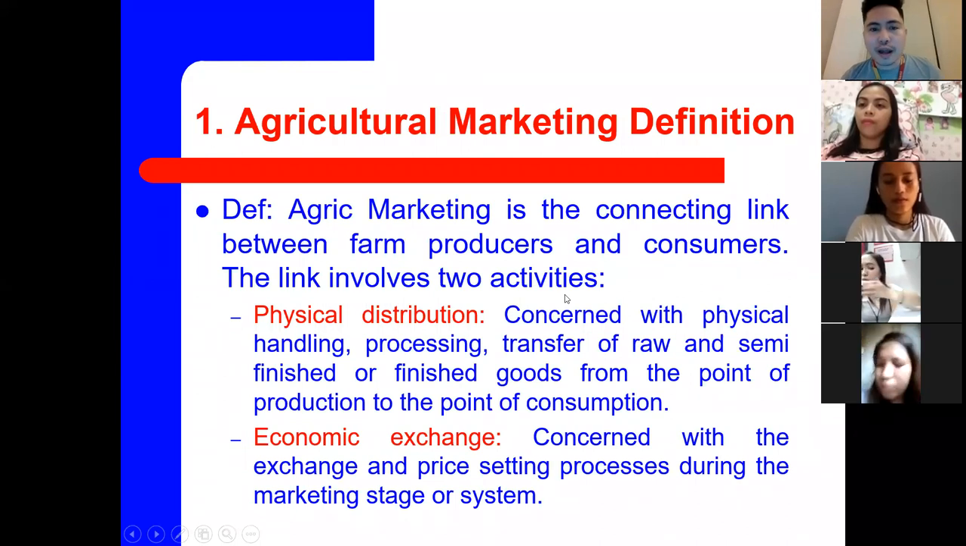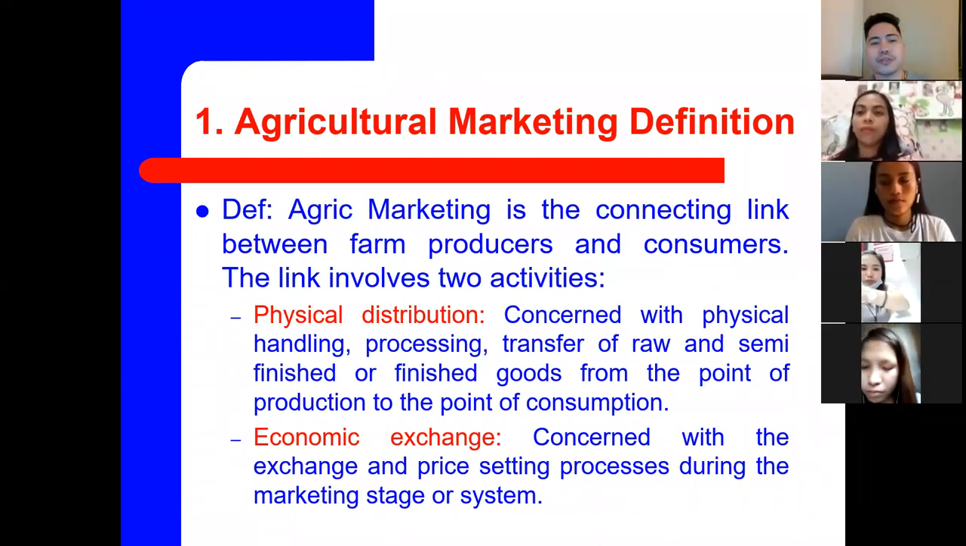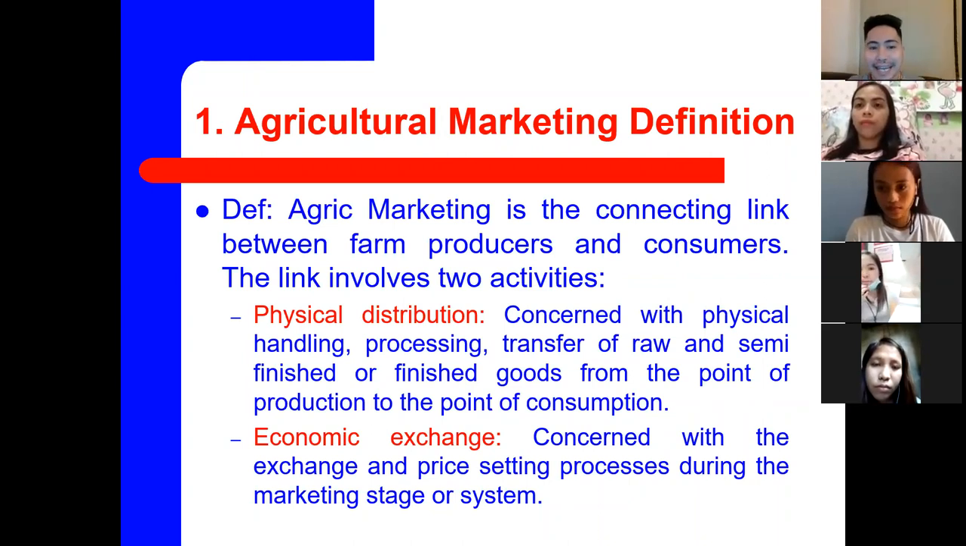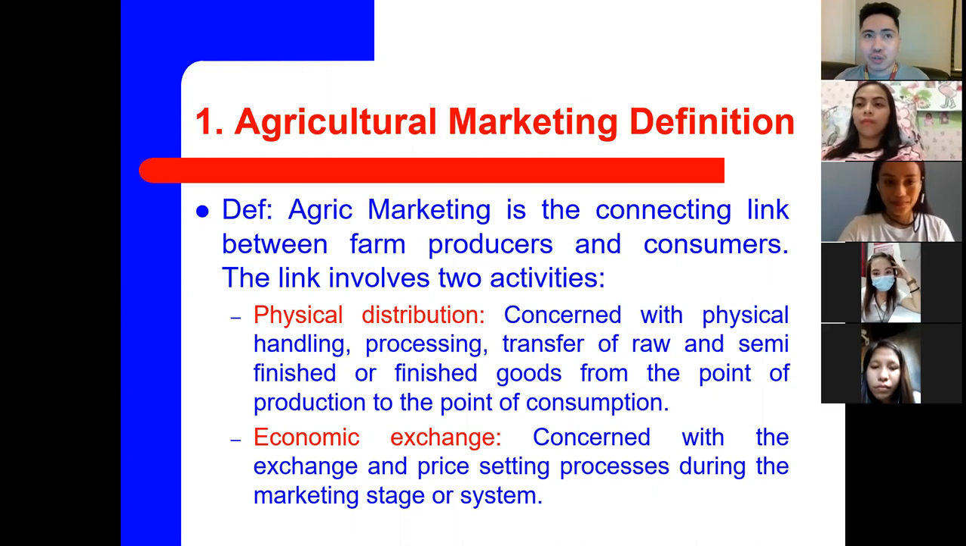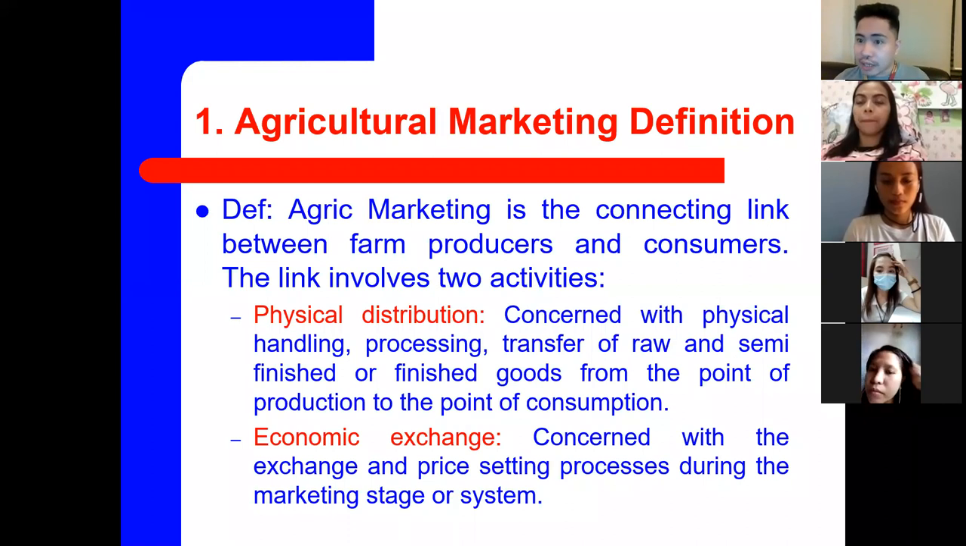Okay, so agricultural marketing definition. It's the connecting link between farm producers and consumers. The link involves two activities. Number one, physical distribution. If you've been to South Cotabato and you've happened to witness large plantations or large acres of land planted with pineapples, you might have wondered how are they going to harvest this one and where do these harvested pineapples go? How are they even being transported?